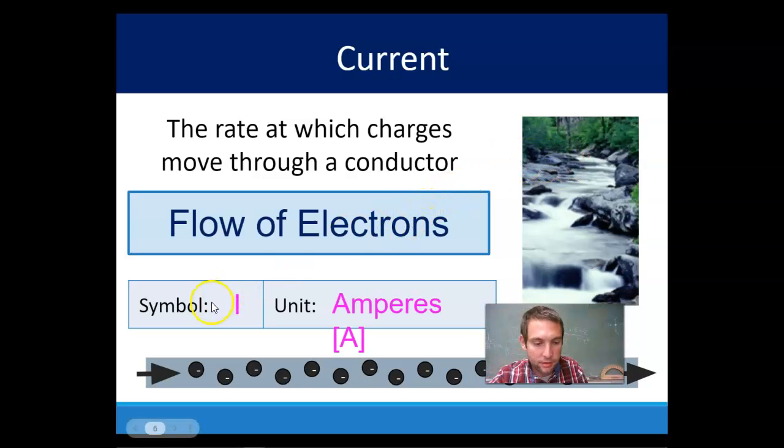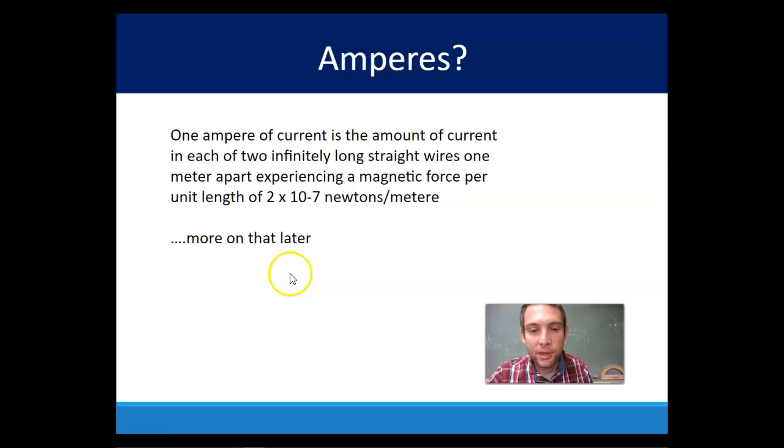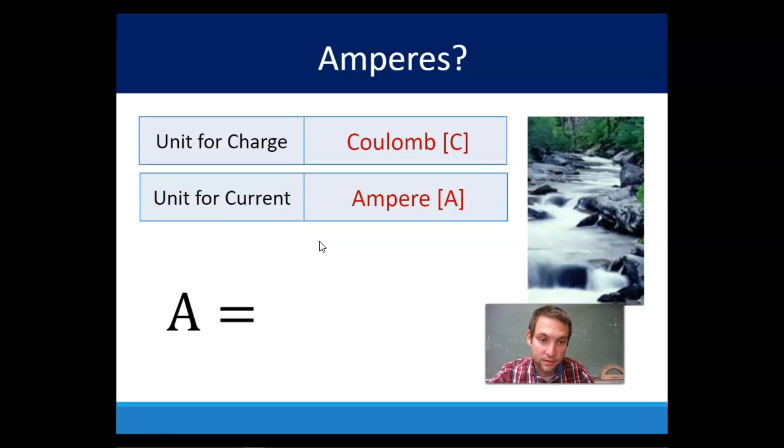Flow of electrons. Symbol is I. The unit is an ampere. What in the world is an ampere? One ampere of current is the amount of current in each of two infinitely straight wires 1 meter apart, experiencing a magnetic force per unit length of 2 times 10 to the negative 7 newtons per meter. More on that later when we deal with magnetism.